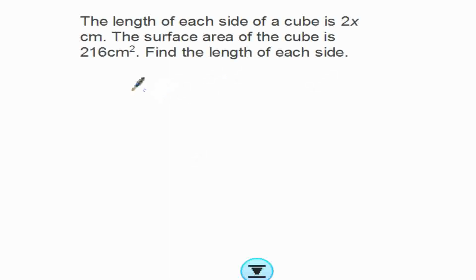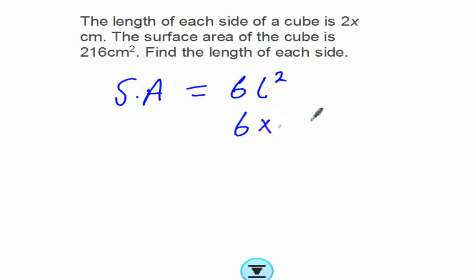So a surface area of a cube is equal to 6L squared. So this is the formula for surface area of a cube. And they give us the surface area. So we shall be having 6 times 2x squared, which is equal to 216.